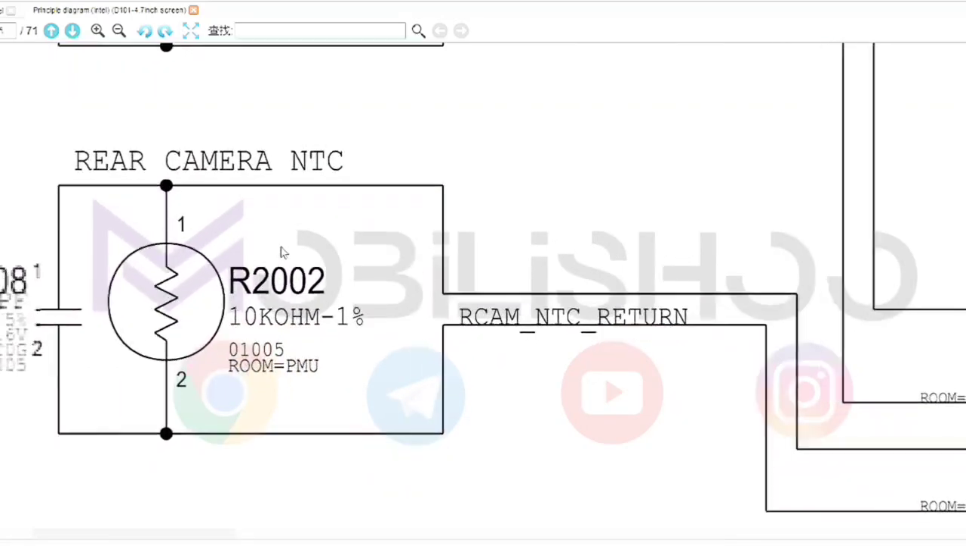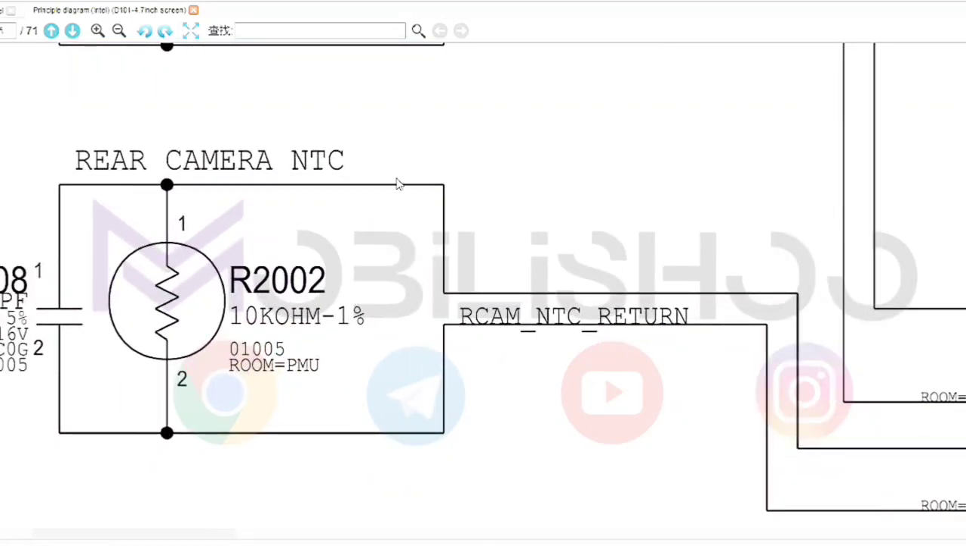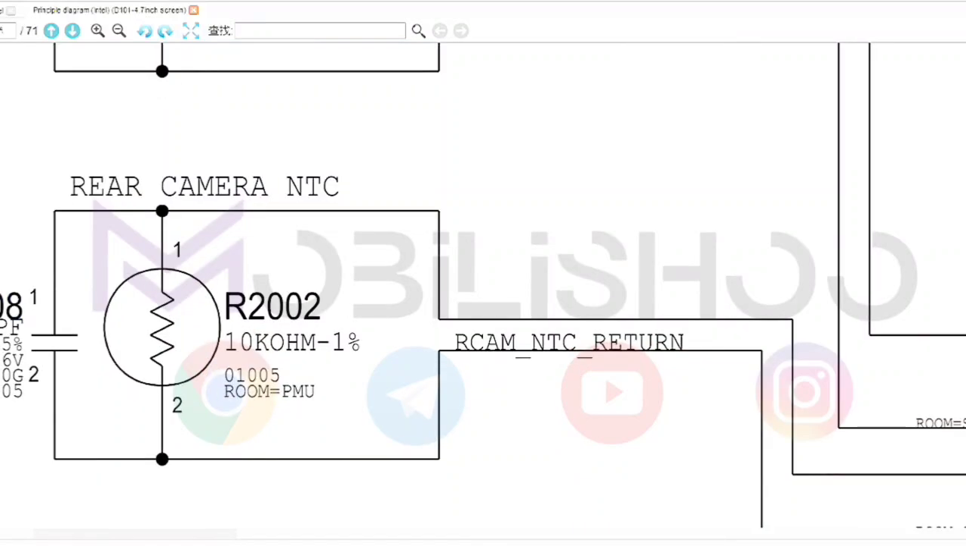We move on to the next part. We will explain the variable resistor part. Most of the variable resistors on the board are thermal resistors. Of course, we also had voltage resistors before. Here we have the NTC resistor, which is a thermal resistor used to reduce heat. As you can see, this resistor is 10 kilo ohms and has a 1% error factor.